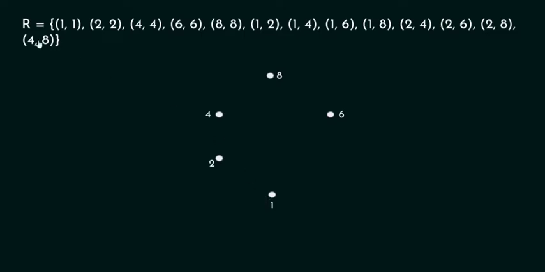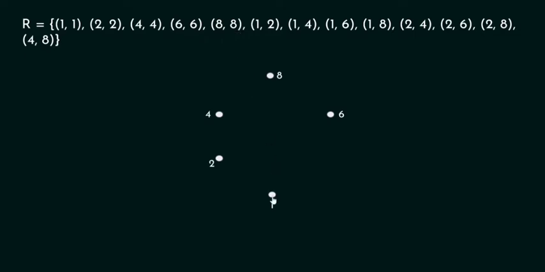Apart from this, we know that relation R must consist of all these ordered pairs. You can verify that this relation R is nothing but the set of all ordered pairs (A, B) such that A divides B. You can verify this on your own. Now let's try to draw a directed graph for this relation R. We know that 1 is related to 1, 2 is related to 2, 4 is related to 4, 6 is related to 6 and 8 is related to 8. This means that every element is related to itself because of the reflexivity property.